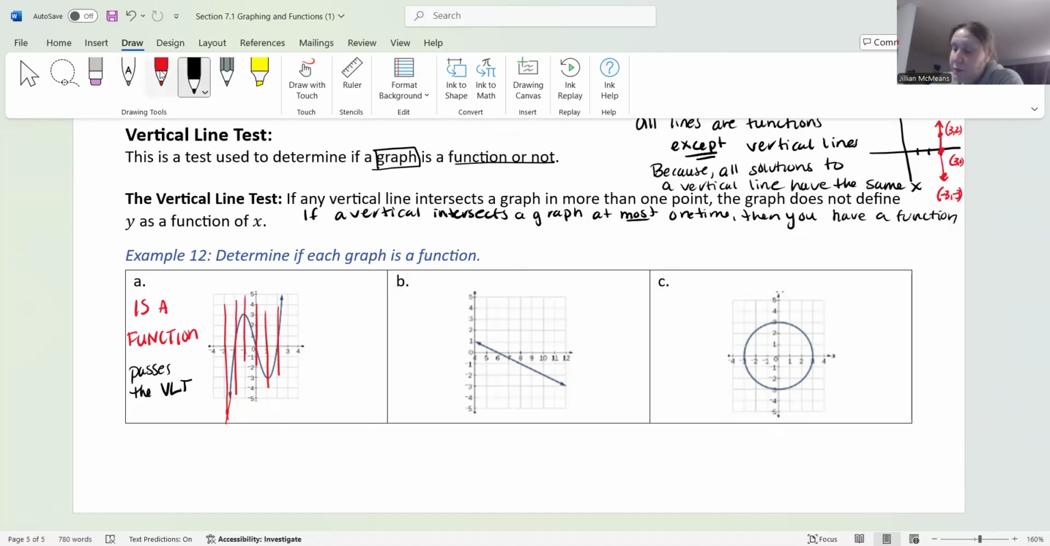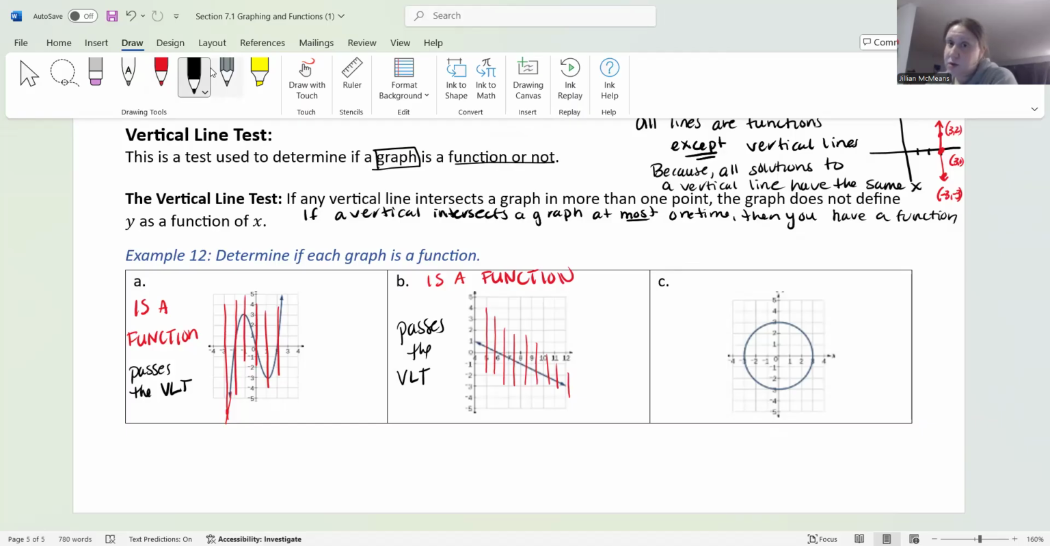Same thing for part B. Imagine you've got the side of a sheet of paper or a ruler in a vertical position, and you just sweep it across your graph. If it touches the graph more than once at any point, you're not dealing with a function. So here we intersect once, once, once, once, once. No matter where we try, a vertical line is only going to cross this graph one time. So we would say this is a function. And again, I could say it passes the vertical line test.